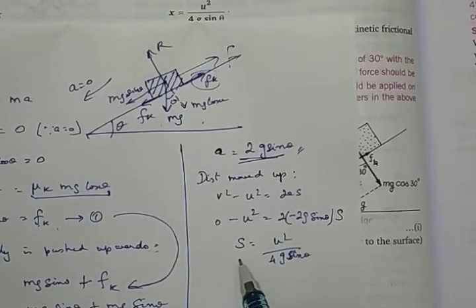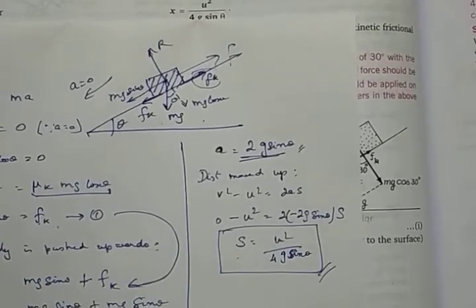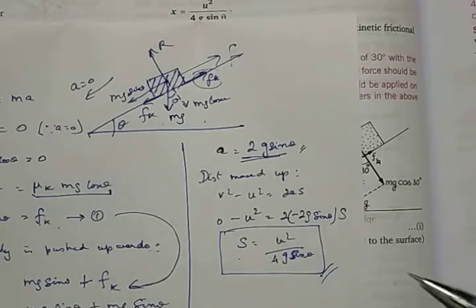How far will it go? It will go this much. That's all, with this we close. We have found the answer. The distance moved is equal to u square upon 4 times g sin theta. If any parameters are given as values, then you can substitute and get the answer.